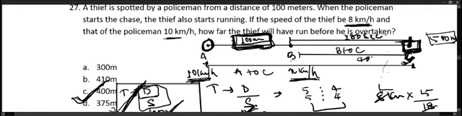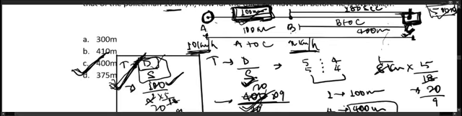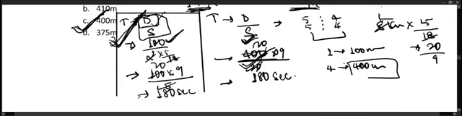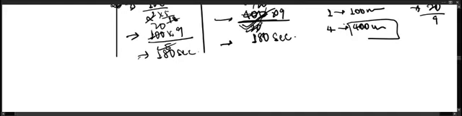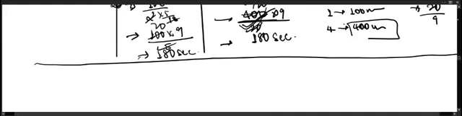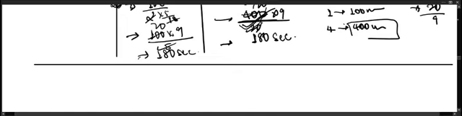As we have already seen here, the distance traveled by the thief, that is B to C, is 400 meters, and we have already been given that from A to B it is 100 meters. Then why have we taken 100 meters as the distance and not 500 meters? Let us first try to understand this logic with the help of one more example.